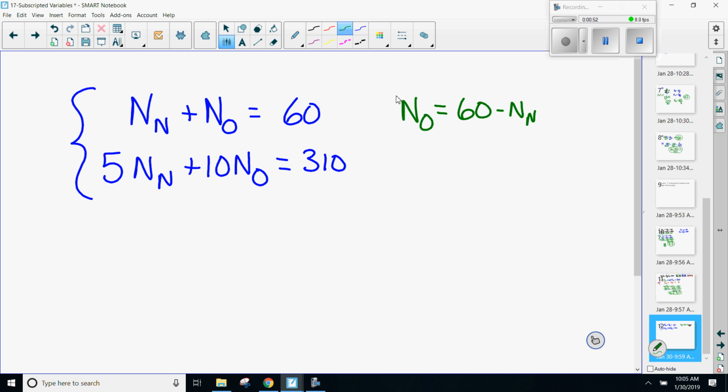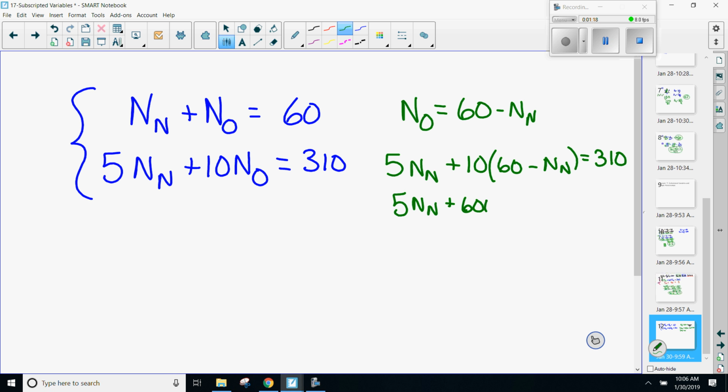So from this, just one way you could do it. From there, you substitute, and then you're going to take your second equation, and then I'll get to what Aaliyah said. Plus 10, but N sub O is 60 minus N sub N equals 310. So you would go ahead and solve that. You would use the distributive property. You would group like terms together.